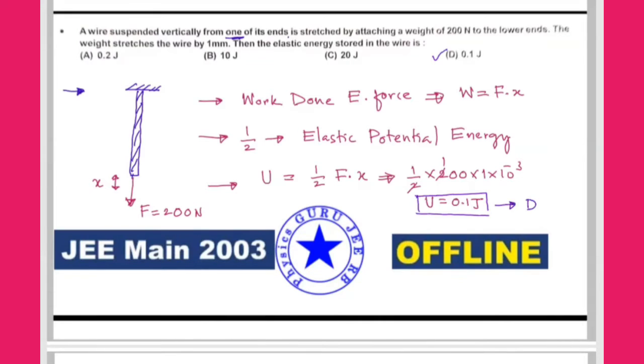Based on which concept? Of the work done, we take only half of it, because half of it is stored in the form of elastic potential energy, and the remaining half is dissipated in the form of heat, right? Even in the classroom coaching, you might have done the derivation of this, that is half F into X.